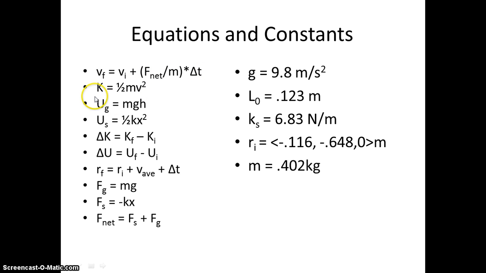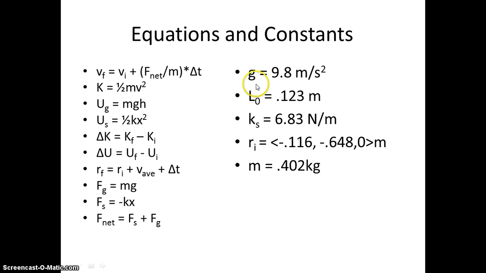There's the formula for kinetic energy, the potential energy of gravity, potential energy of the spring, change in potential and kinetic energy. There's change in position: final position is equal to initial position plus V average times delta t. The force of gravity, force of the spring, and F net, which is the sum of all forces. And so in this lab, there's the force of the spring and force of gravity acting on the ball.